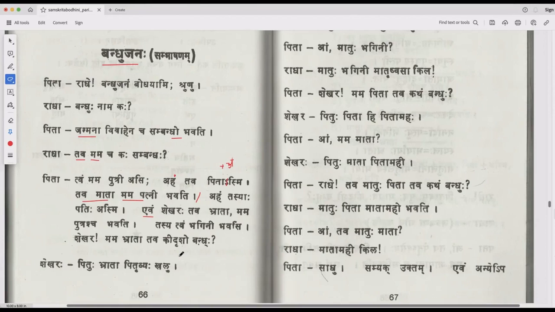Mama putrascha. How do you split putrascha? Putraha and cha. Yes. Tasya? Tvam bhagini bhavasi. You are his sister. Shekhar, mama bhrata tava kidrisho bandhu. Hey Shekhar, my brother is what relationship to you? What sort of a relative? What kind of relative to you?